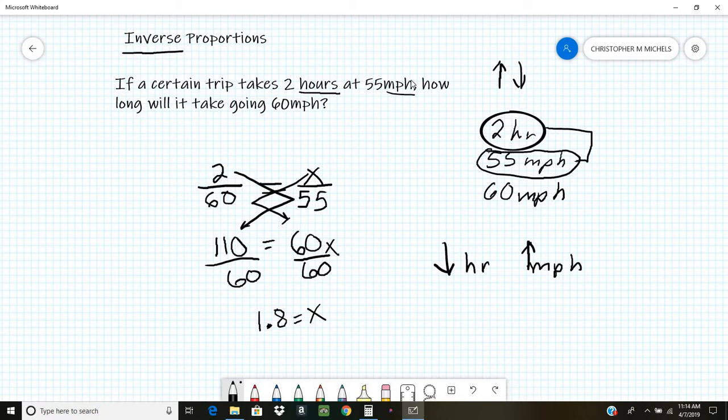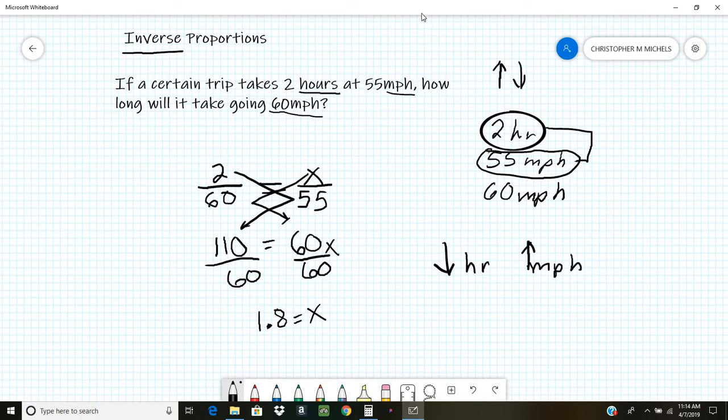And you think about this logically. If I speed up, I should get there faster, not slower. Whereas if you flip these around, it would take you longer to get there going at a faster speed, which doesn't make sense. But again, some people get in the mentality of just getting an answer to get an answer and don't really ask themselves, does that answer make sense? And in this case, 1.8 makes sense.